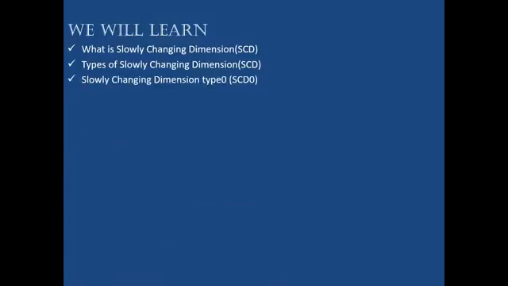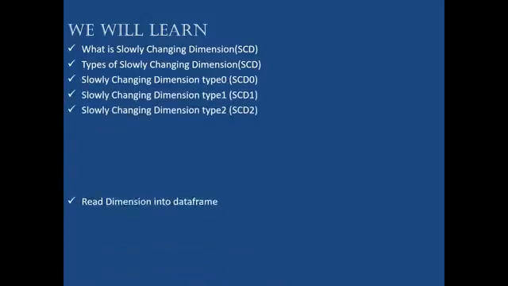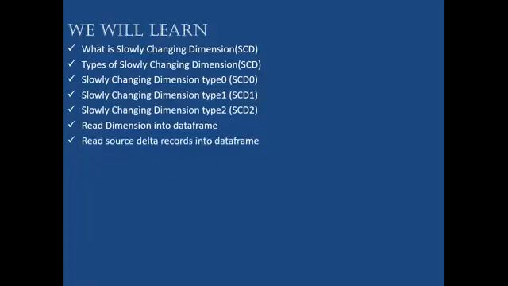First we will understand what is slowly changing dimension and the types of slowly changing dimensions: type 0, type 1, type 2, type 3 and so on. You have many, but the most important ones that we will implement in real time are type 1 and type 2. Mostly 90% of the people will implement type 1 and type 2.